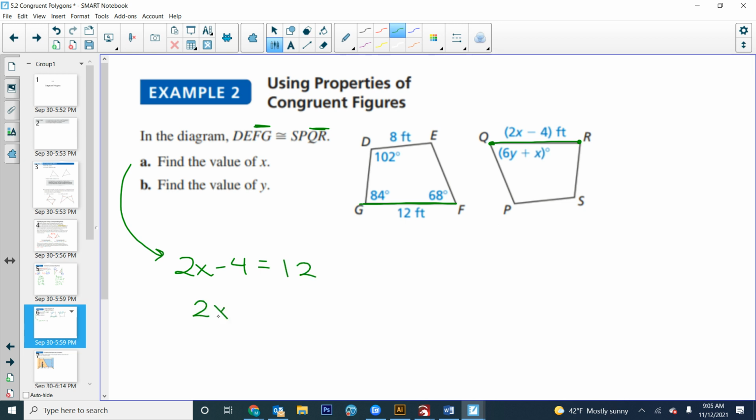Add 4. Divide by 2. X equals 8. And that's what part A asked me to do. X equals 8.